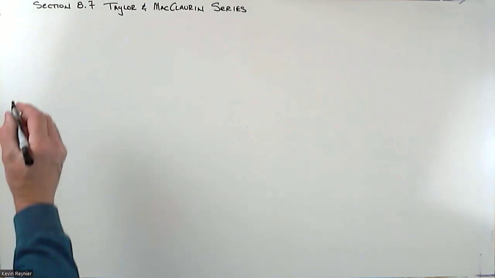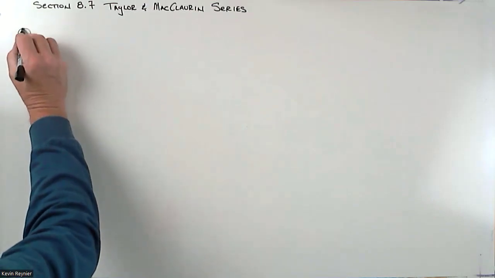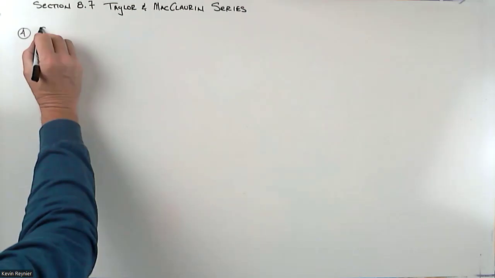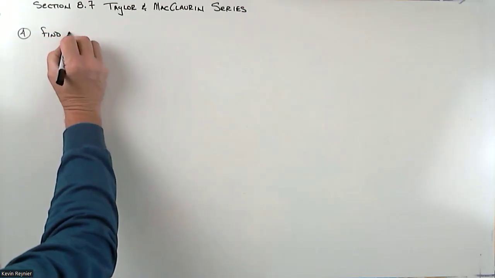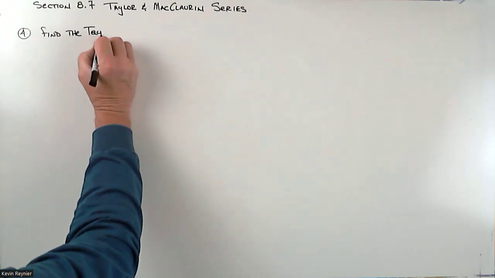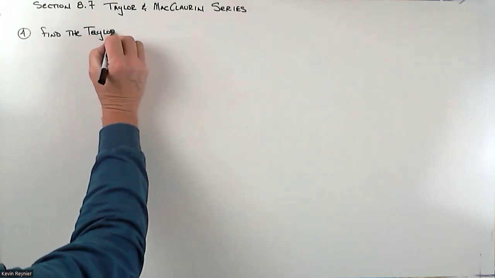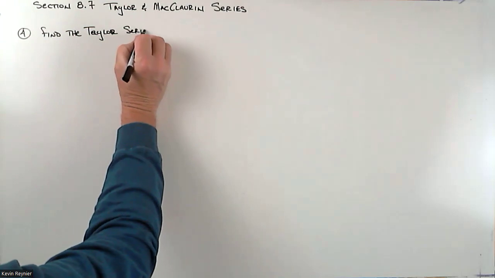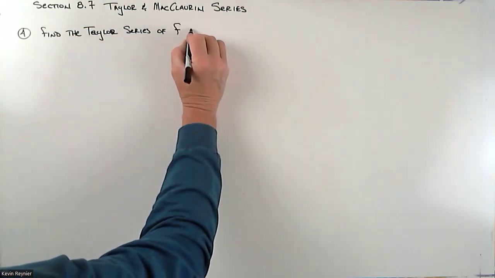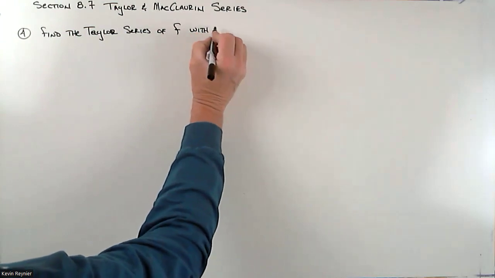And so I'm going to begin with question number 4. Now in question number 4, they ask us to find the Taylor series for f centered at 4, right? So they want us to find the Taylor series of f with a equals 4.